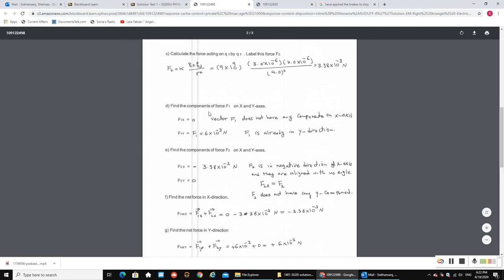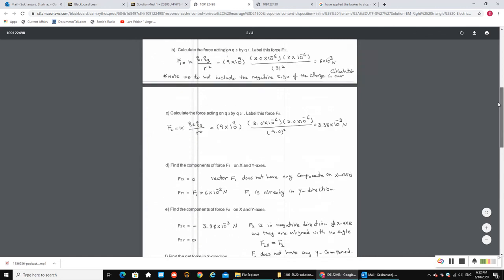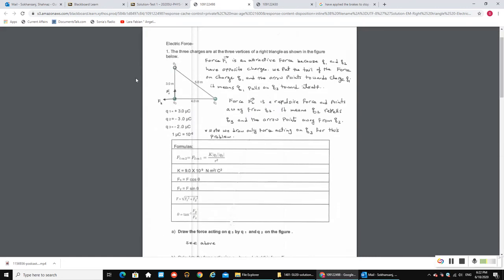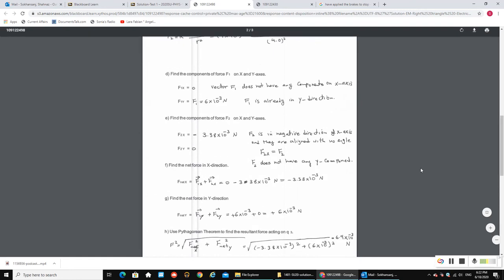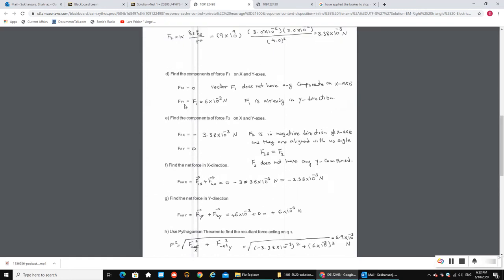Now find the components of force F1 on the X and Y axes. Let's see which one is F1. F1 is the one that is along the Y axis. So this F1 is actually F1Y, and it doesn't have any X component. So the X component is 0 and we have only the Y component. F1X is 0 and F1Y is exactly F1, and we put that number because F1 is already in the Y direction.